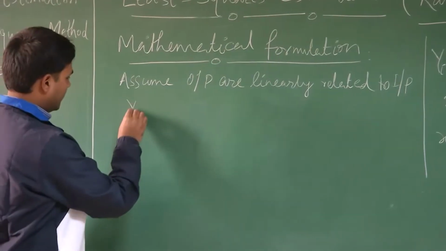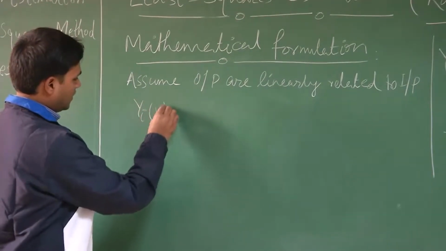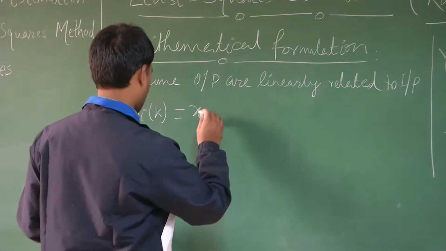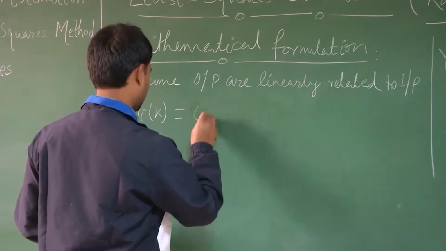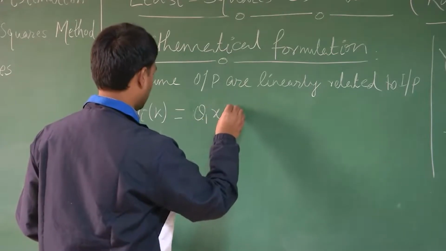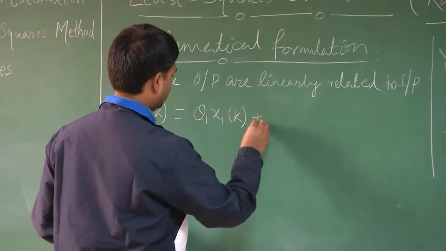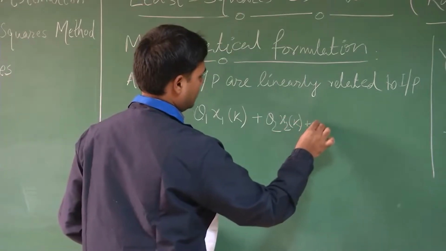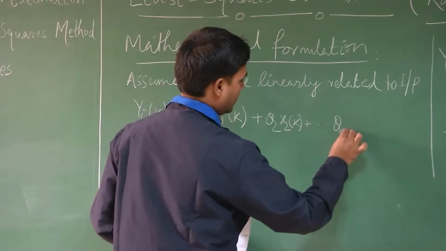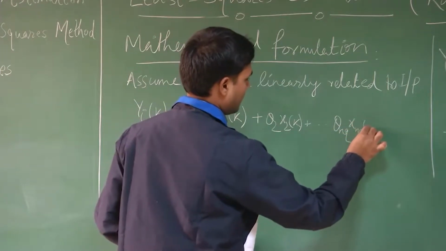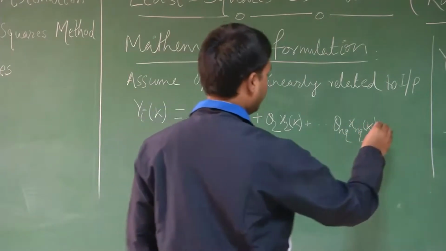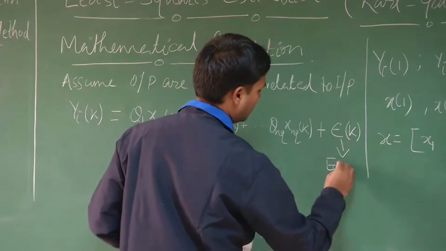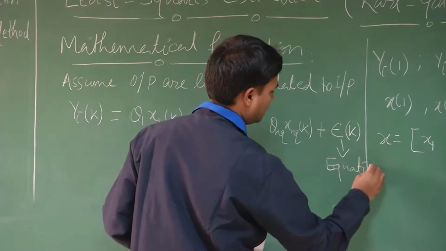So how will you write it? You can write yik equals, and you now have to introduce the constant term, theta 1 x1 k plus theta 2 x2 k, like that up to theta nq x nq k, with some error epsilon k. This is called the equation error.